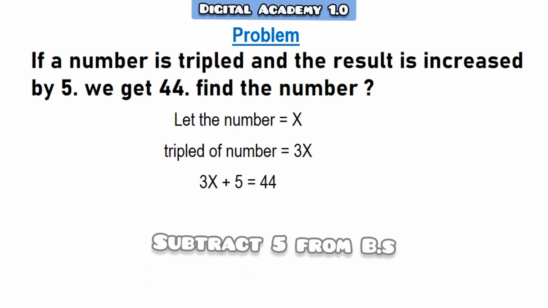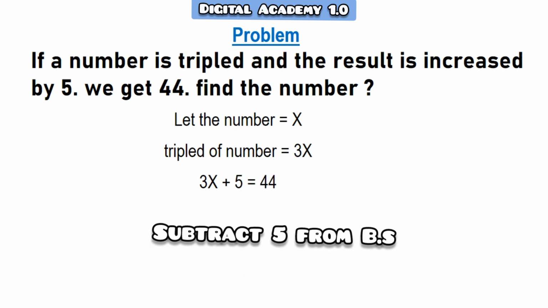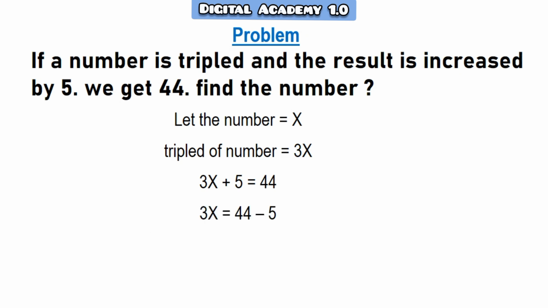Subtract 5 from both sides. 3x = 44 - 5, we get 3x = 39. Now divide both sides by 3. x = 39/3. So the final answer is 13.